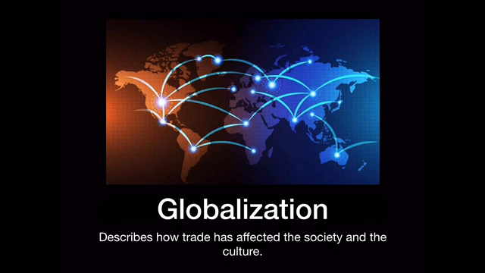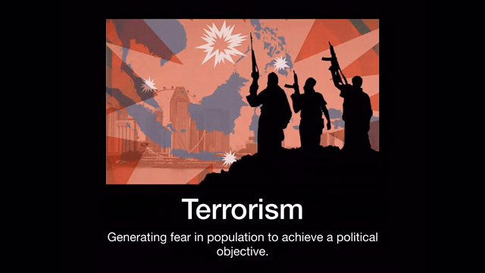Now we're going to define some important concepts that we have to understand. First, we have globalization. It describes how the trade of technology and different types of products has connected the world through the exchange of culture and media content, taking into account the social and economic effects of this. Then, terrorism. It is described as the systematic use of violence with the purpose of creating fear in the population, in order to get a particular political objective.